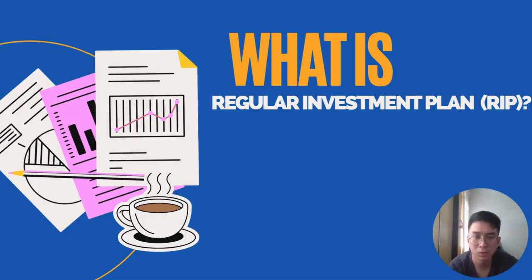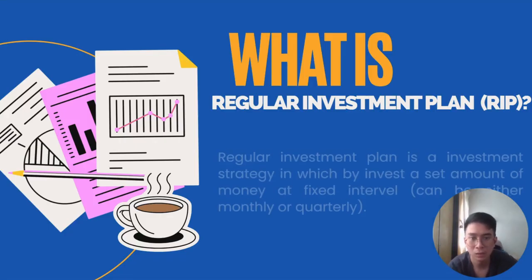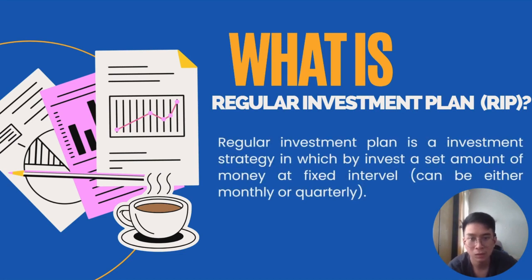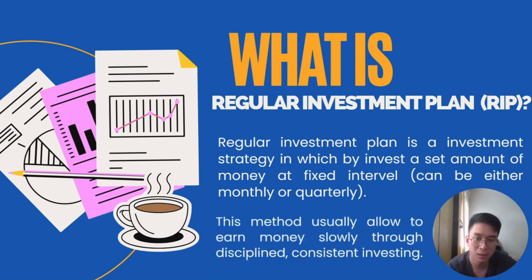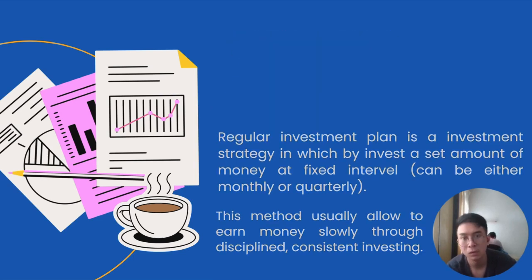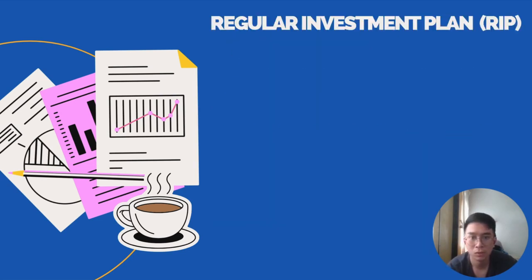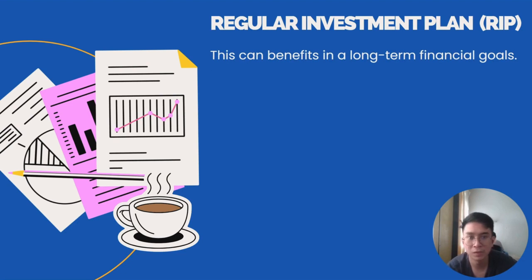Okay, next I will talk about the regular investment plan. So what is regular investment plan? A regular investment plan is an investment strategy in which I invest a set amount of money at fixed intervals. It can be either monthly or quarterly. This method usually allows you to earn money slowly through disciplined, consistent investing. So this can benefit long-term financial goals.